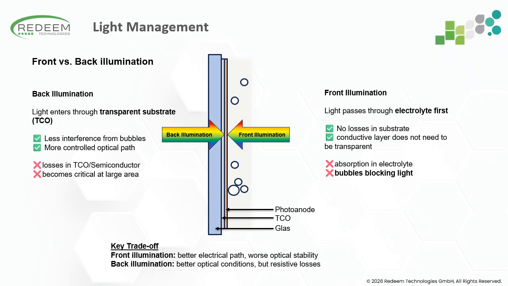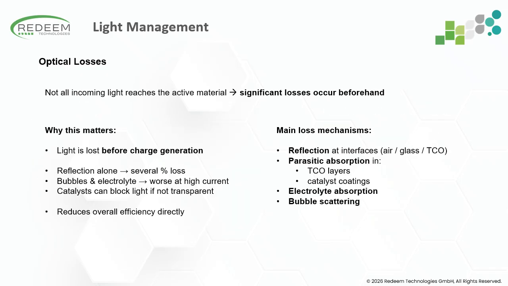However, the electrolyte itself can absorb part of the light, and perhaps more importantly, the hydrogen and oxygen bubbles are directly in the optical path, and they can partially shade the photoelectrode. So ultimately, there is a trade-off between electrical and optical performance. Front illumination generally provides better electrical architecture, whereas back illumination offers more stable optical conditions. Which configuration is preferable depends on the specific reactor design and operating conditions.